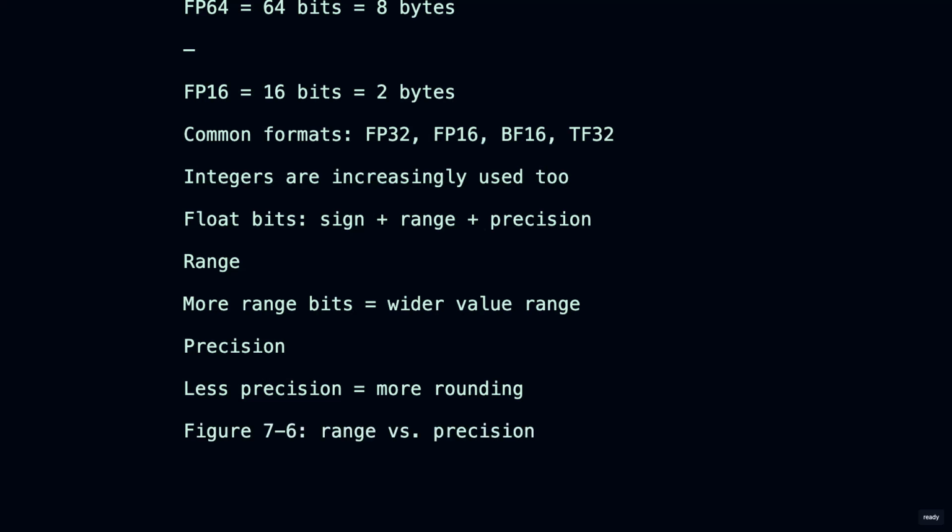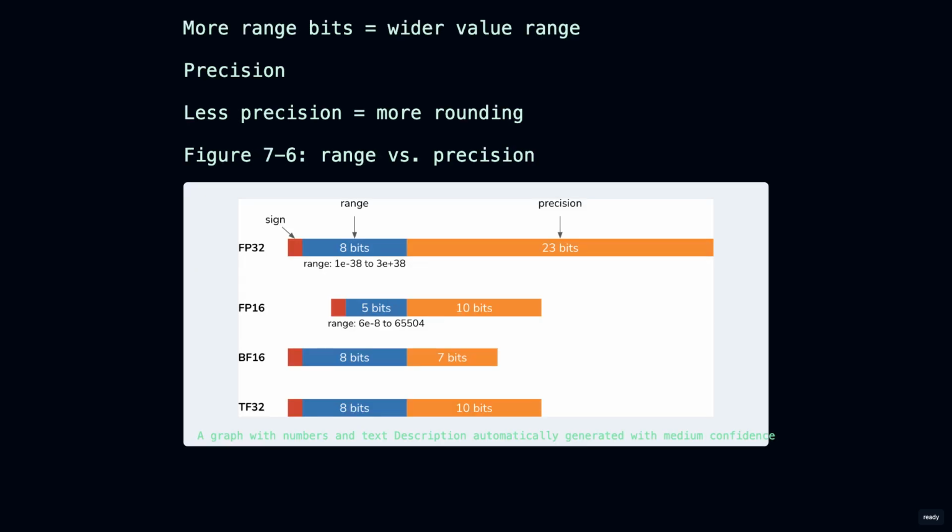This figure compares several floating point formats and shows the balance between range and precision. It helps you see that changing the bit budget always comes with a trade-off. Notice how the formats are arranged to highlight their different bit allocations. The important takeaway is not the exact graphic labels, but the relationship between total size, range, and precision.